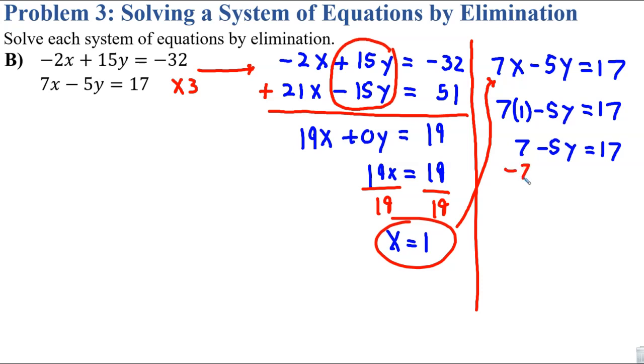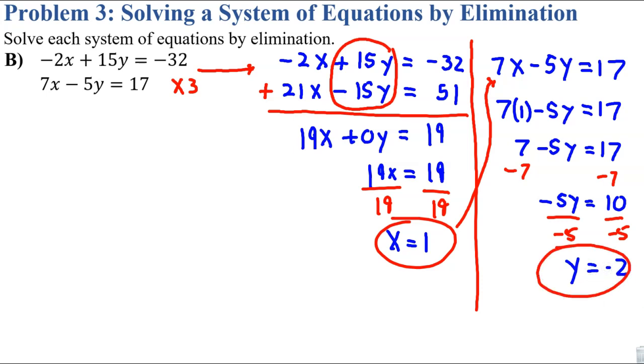We'll subtract the 7 on both sides to get the y by itself. That'll give me negative 5y is equal to positive 10. And then I can divide both sides by negative 5, and we end up with y is equal to negative 2 for the other half of that solution.